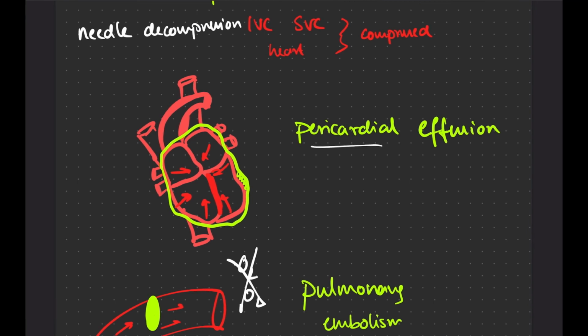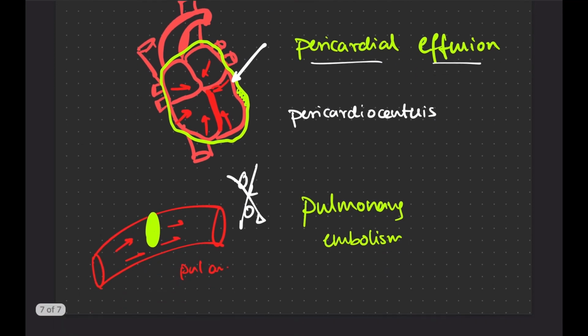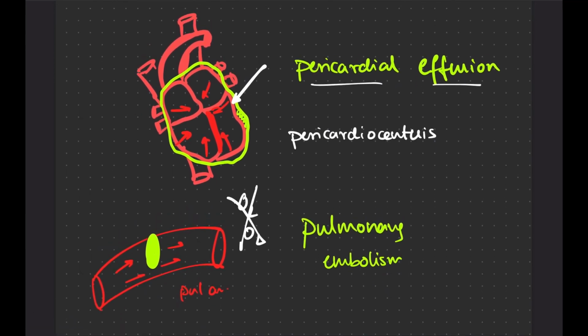So how do we treat pericardial effusion? By pericardiocentesis, which is again inserting a literal needle into the pericardial space. How do we treat a pulmonary embolism? We could give thrombolytics, something in order to break down this clot and allow blood to flow.